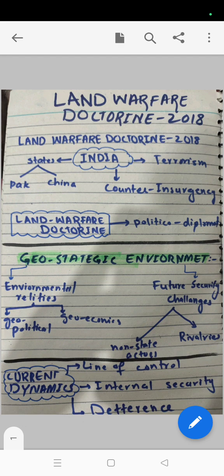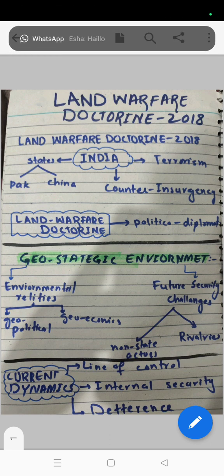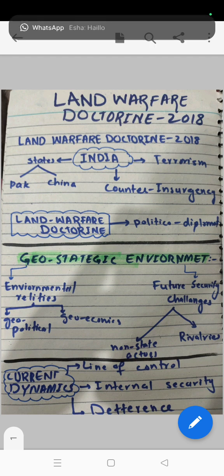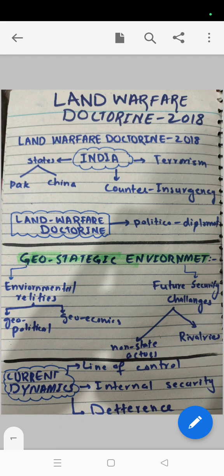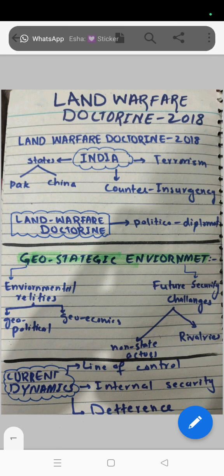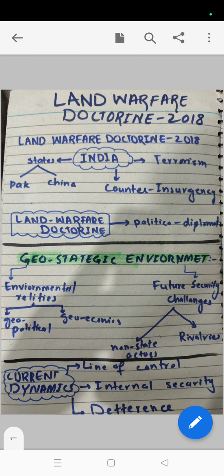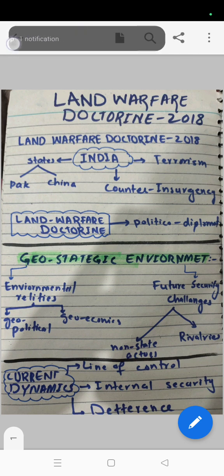So the land warfare doctrine of India explains the important propositions and basics of land warfare, how India is prepared and what basic information it has regarding land warfare. So here I'm going to discuss the land warfare doctrine.